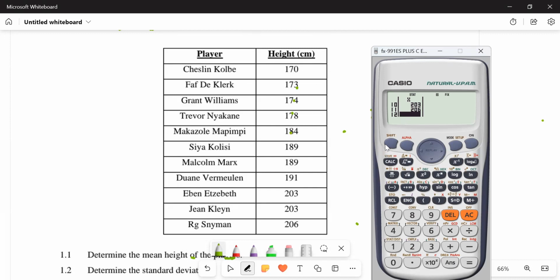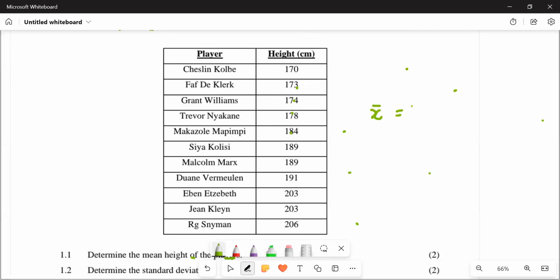After that, you store your data. How to store your data? You press AC, and then shift 1. Mean, you get it on 4, and then you press 2 equals. It says our mean is going to be 187,2712.